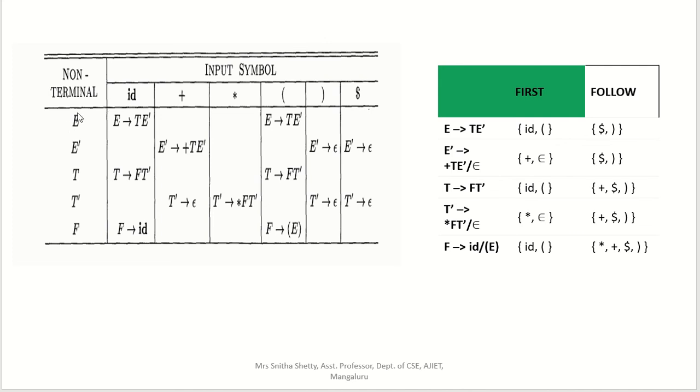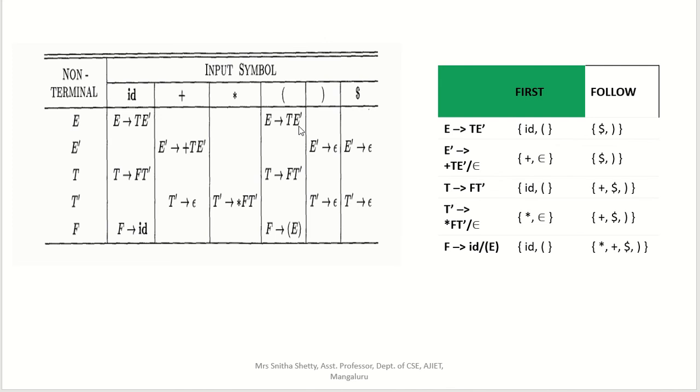If E wants to generate ID, then you should place the production E gives TE'. Or when E wants to generate the open parenthesis, you should place the production E gives TE'. For example, when E' wants to generate plus, you should place the production E' gives plus TE'. When E' wants to generate dollar, you should place E' gives epsilon. Now in a single place, if two productions come, then this cannot be an LL1 grammar. But here there was no problem. The given grammar was an LL1 grammar. Later we will solve some problems.